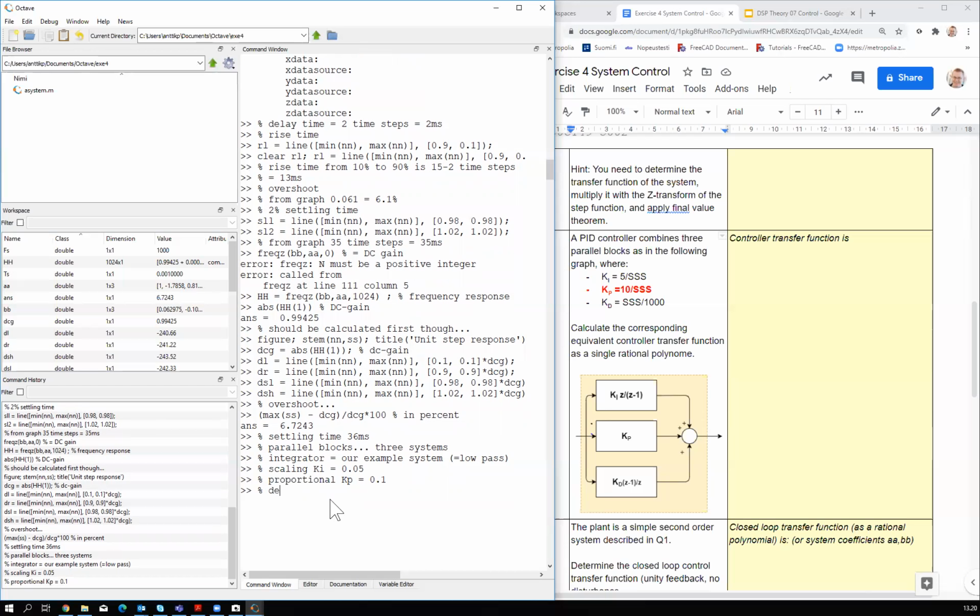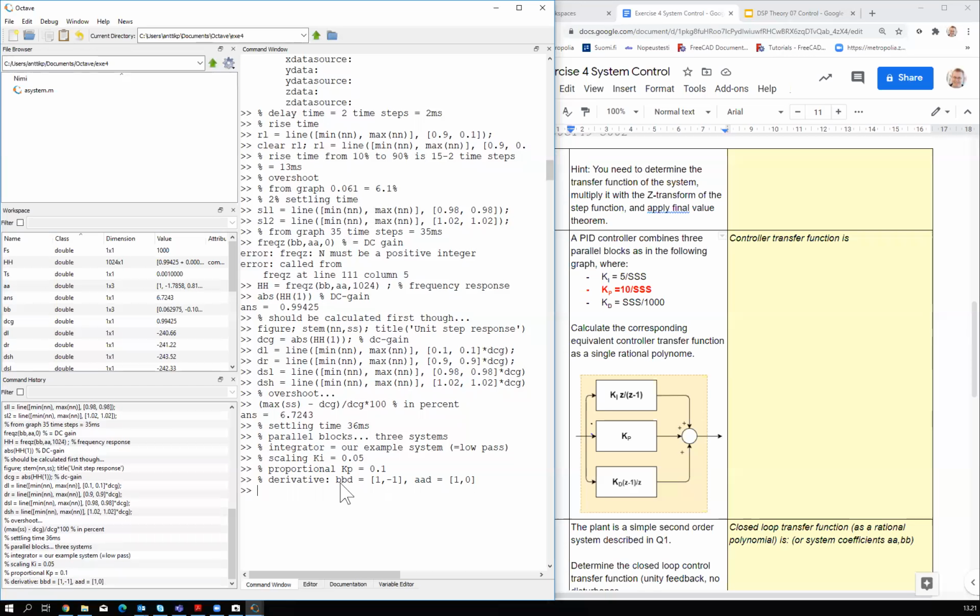And then we have the derivative, which is basically, well, there's the transfer function. So if I mark here BB, derivative is actually 1 minus 1, and AA derivative part is just 1 and 0, just for fun. This is first order derivation. It doesn't do much if I just put it there. So this is our system.